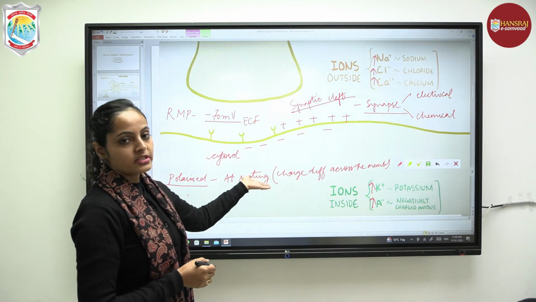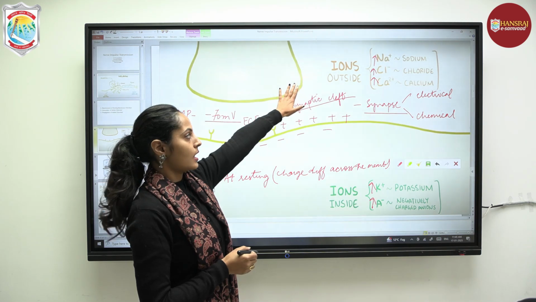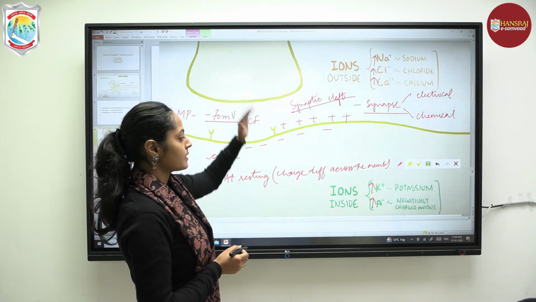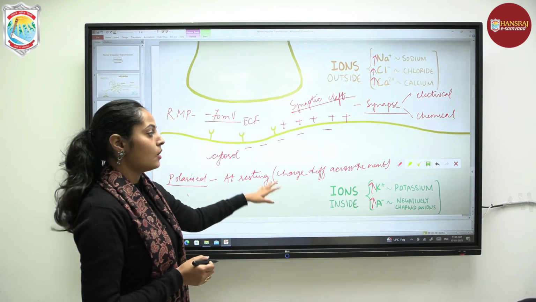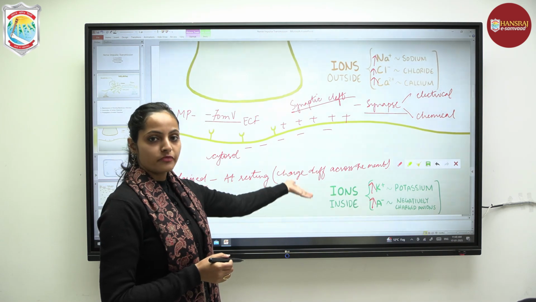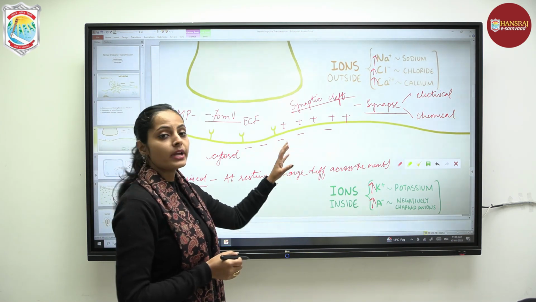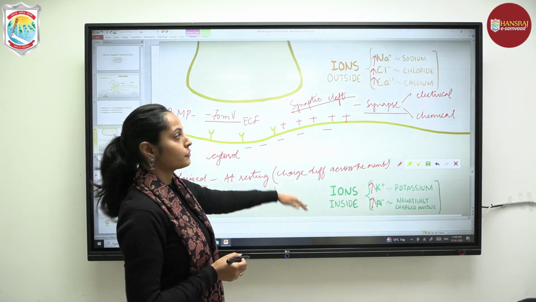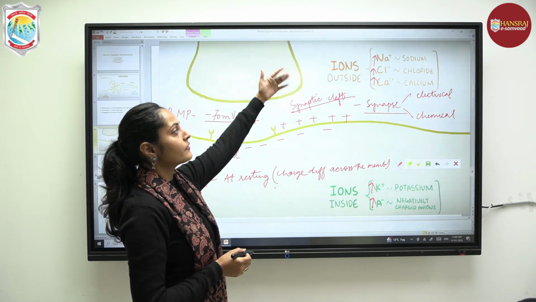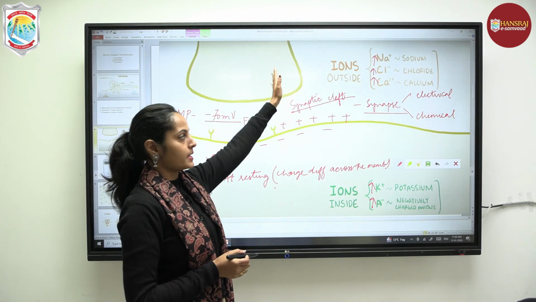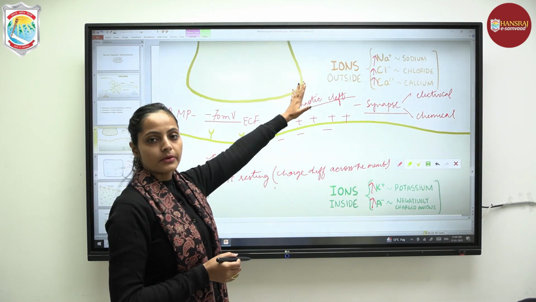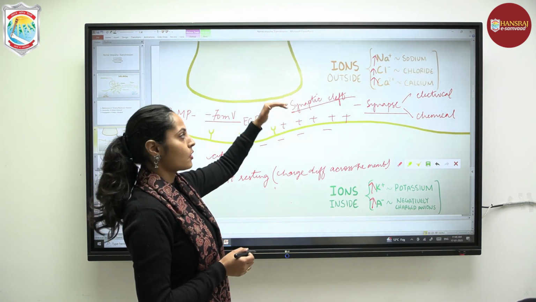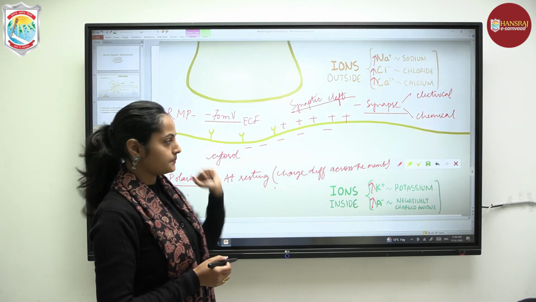How is the charge difference maintained? Sodium ions are higher outside, primarily sodium ions, and potassium ions are higher inside. Also, we have anions which are negatively charged present inside. We have some non-diffusible molecules also present inside which cannot diffuse outside. And we have calcium ions which are positively charged present outside. Chloride ions are present both inside and outside, but the concentration is higher on the outside.